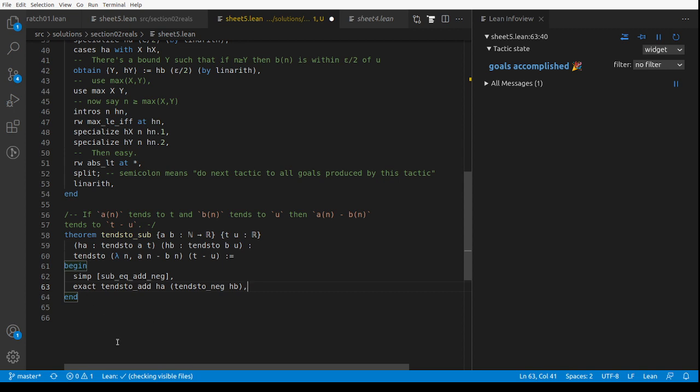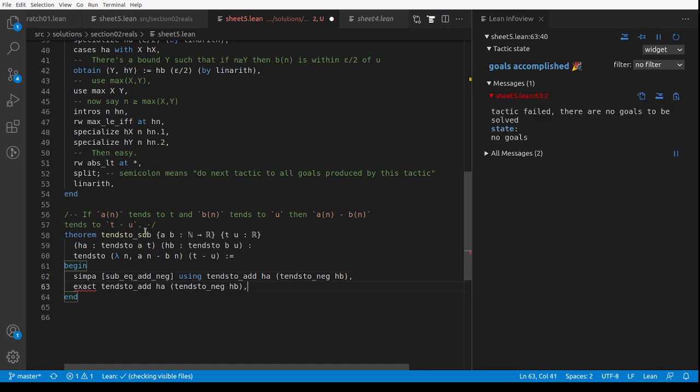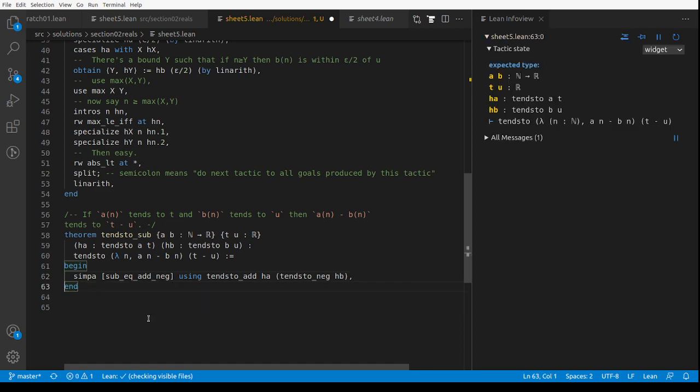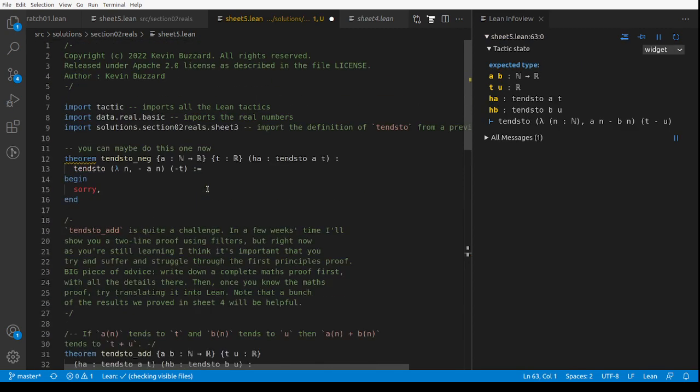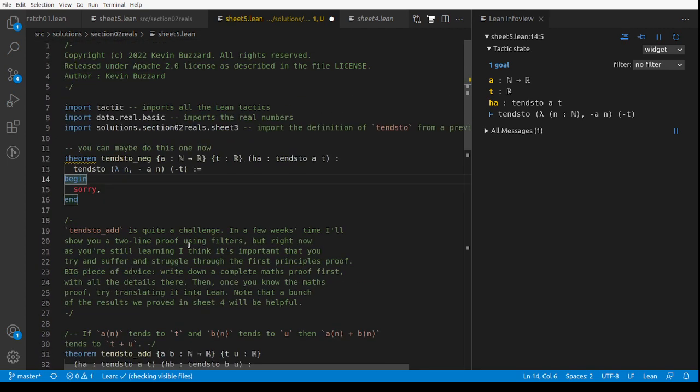So there's a two-line proof of this, but in fact I think I can get it down to a one-line proof, because basically what we're saying is after you've run the simplifier, the goal is exactly something I can write down. So I should be able to use simp using that. Does that work? There we go. So there's a one-line proof of tends to sub, but of course I'm assuming tends to neg, and tends to neg we're going to need some work, right? Let's just try and do it quickly.